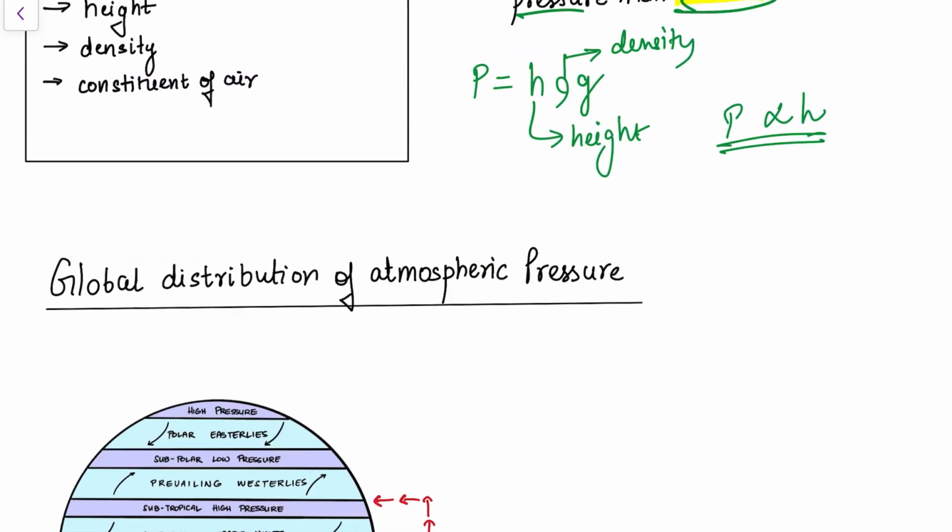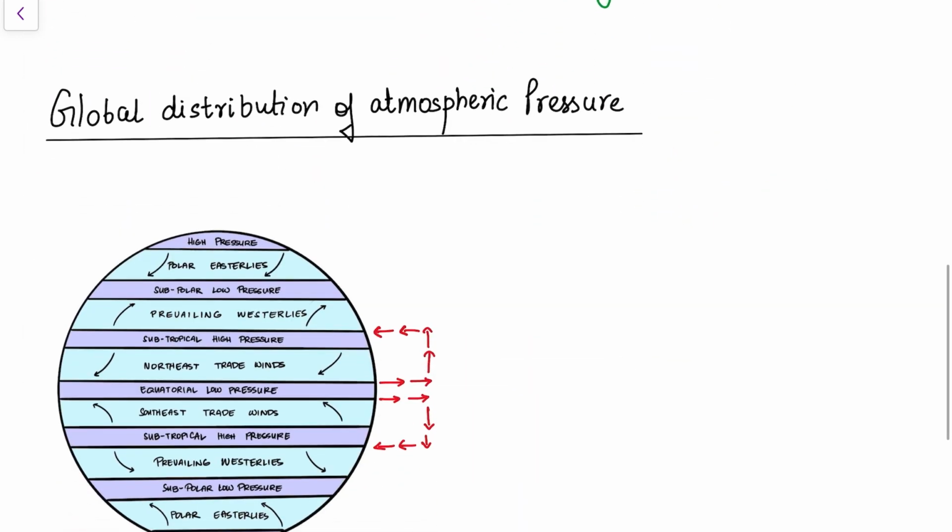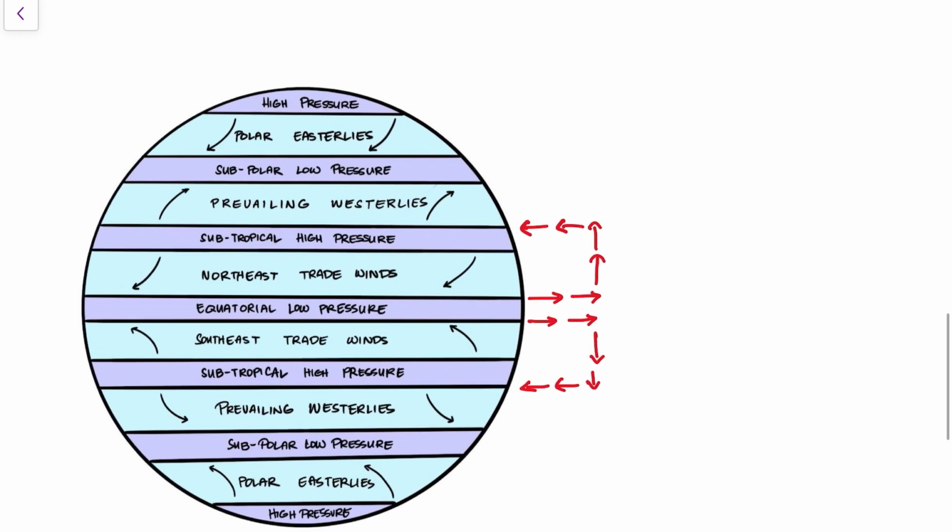Now we will be talking about the global distribution of atmospheric pressure. You can see here equatorial low pressure, subtropical high pressure, subpolar low pressure, and this is the polar high pressure zone. So I'll just tell you how to understand this concept. Since it's very easy, we'll be starting with equatorial low pressure.